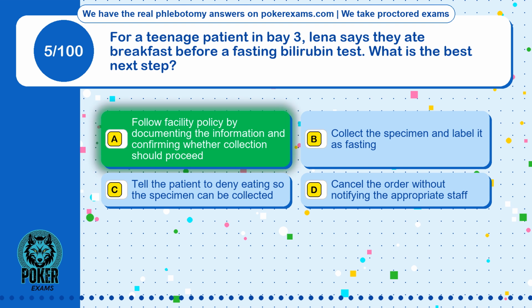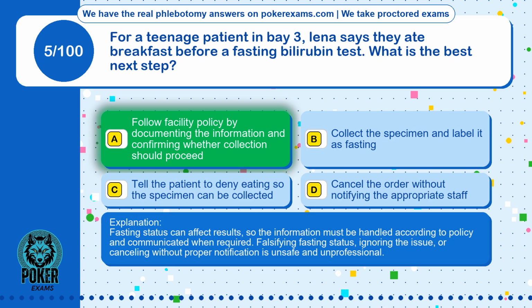The correct answer is option A. Follow facility policy by documenting the information and confirming whether collection should proceed. Fasting status can affect results, so the information must be handled according to policy and communicated when required. Falsifying fasting status, ignoring the issue, or canceling without proper notification is unsafe and unprofessional.